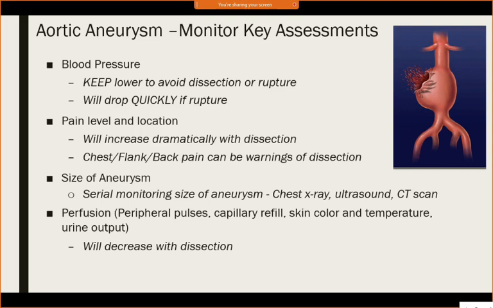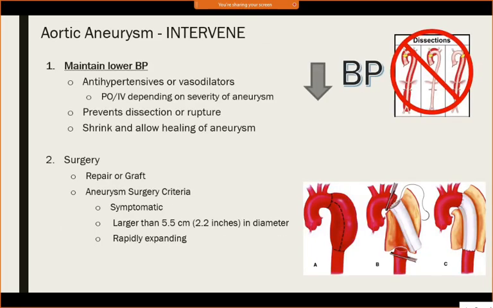The size of the aneurysm, if you just have an aneurysm, they watch it. And if it gets to be big, then it gets surgical. But you want to keep an eye on a patient with a known aneurysm or recently diagnosed aneurysm on the blood pressure and the pain level. And then, of course, perfusion. It'll decrease if we start diverting our aortic blood flow into the blood vessel wall or into our abdominal or thoracic cavity. So our treatment is to keep the blood pressure low.